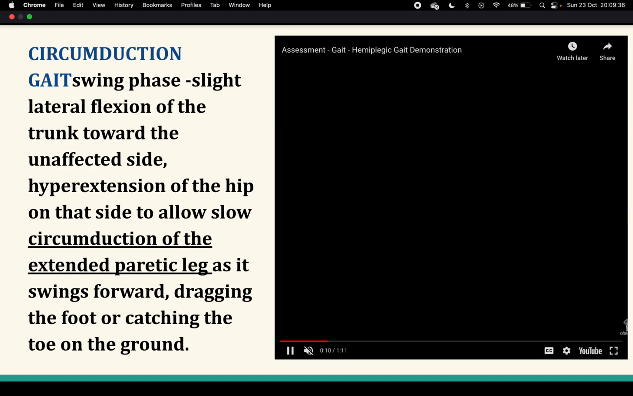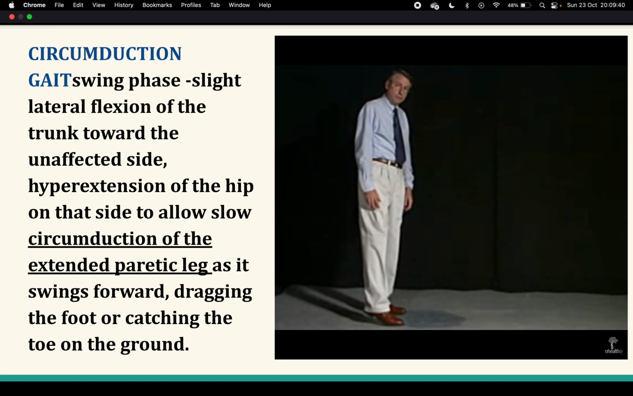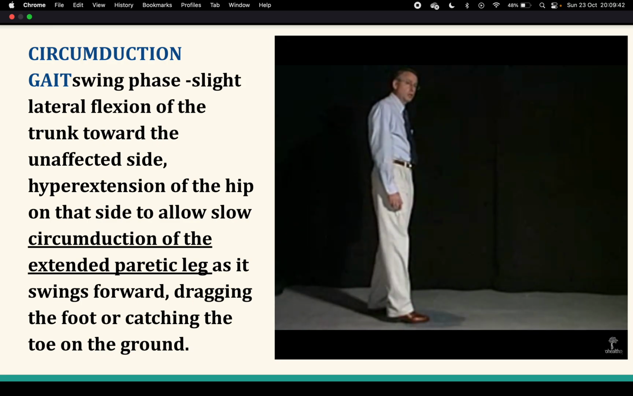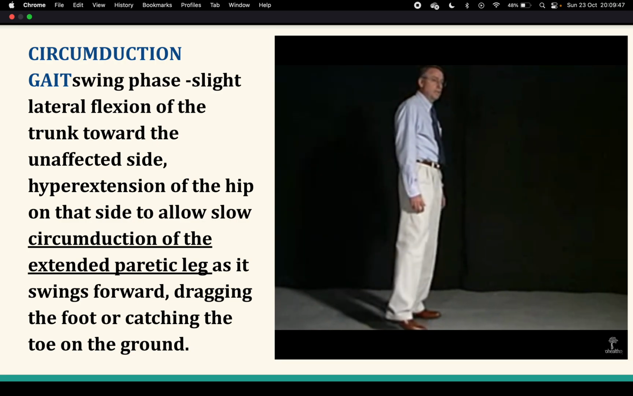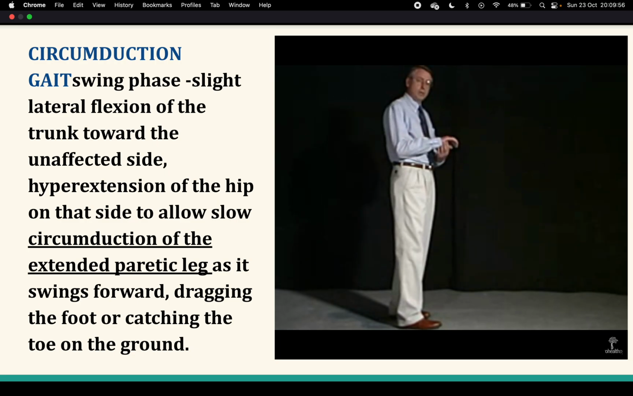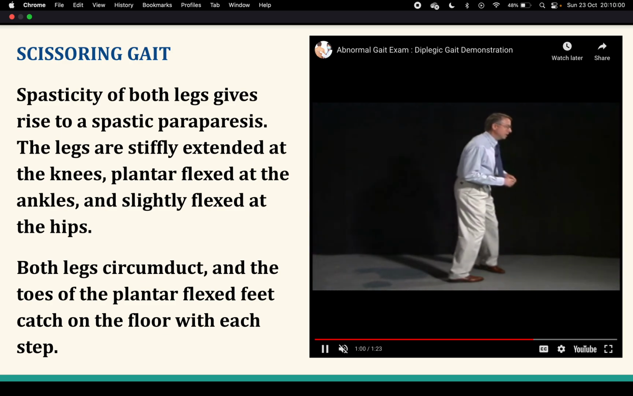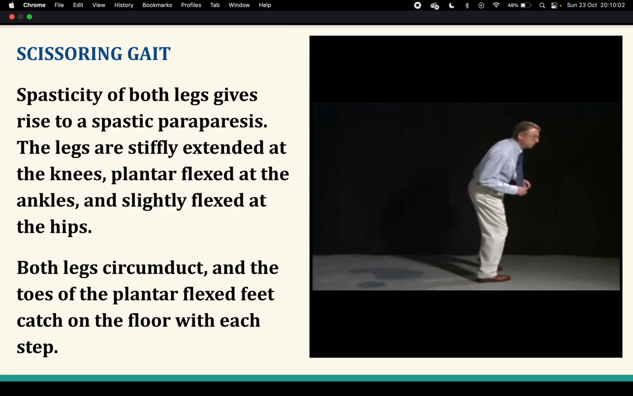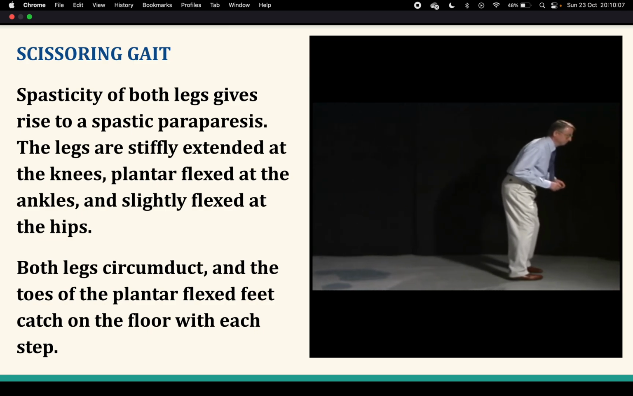of the foot. So the swing phase has slight lateral flexion of the trunk towards the unaffected side and hyperextension of the hip on that side to allow slow circumduction of the extended paretic leg as it swings forward, dragging the foot or catching the toe on the ground. Scissoring gait: spasticity of both legs gives rise to spastic paraparesis. So both legs are stiff and both legs circumduct.